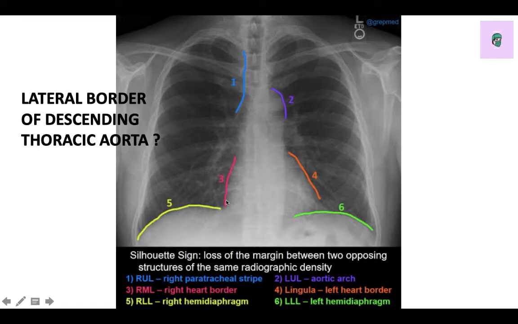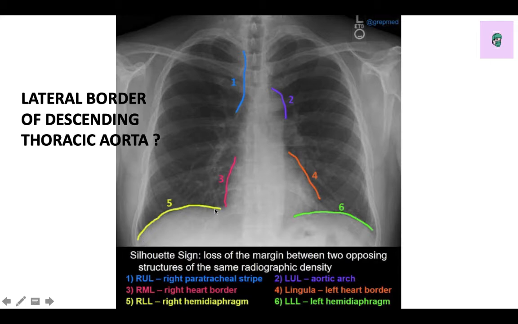Okay, let's go to 3. 3 is the right border of heart. If you cannot see the right border of heart in a chest x-ray, then where is the consolidation? The consolidation will be here somewhere. So which lobe is it involving? It's involving the right middle lobe, not the lower lobe. Please do not get confused in it. This looks like lower lung, but this is not a lower lobe. So this is the right middle lobe.